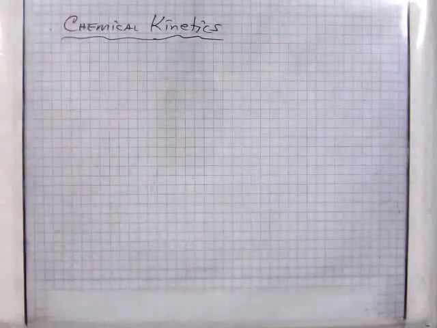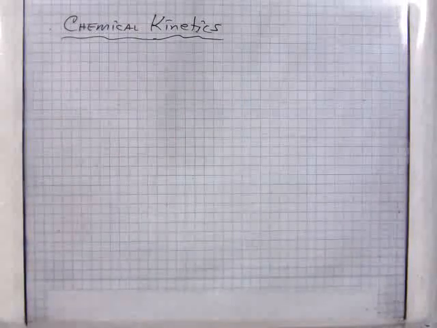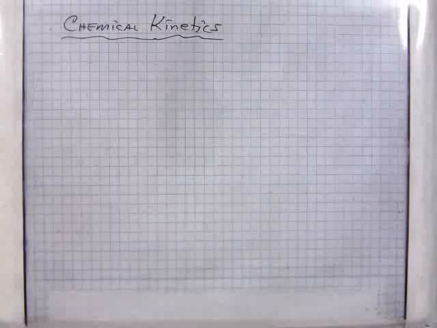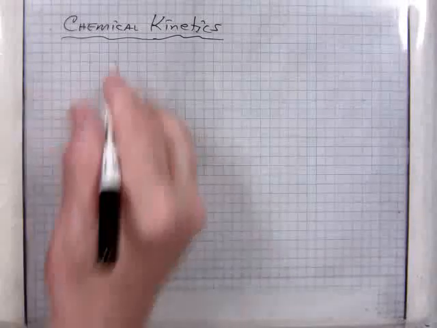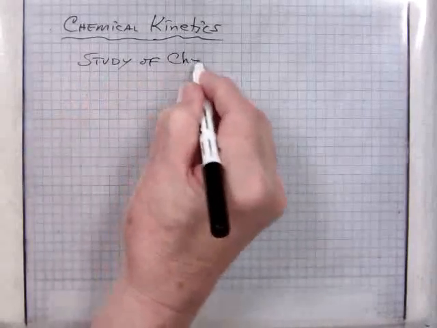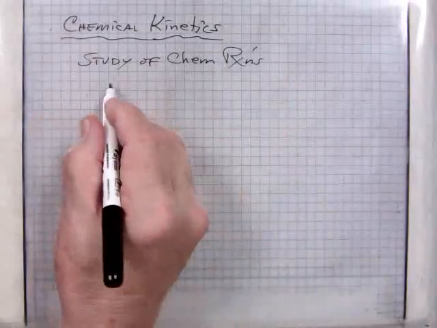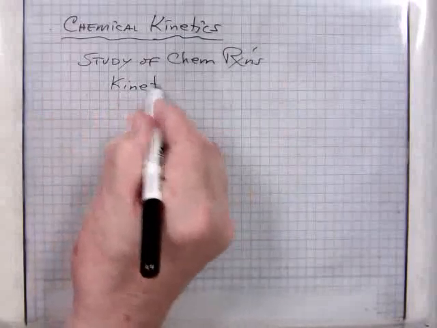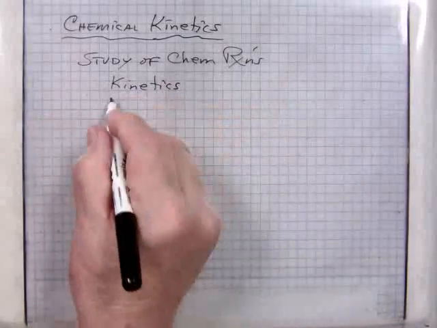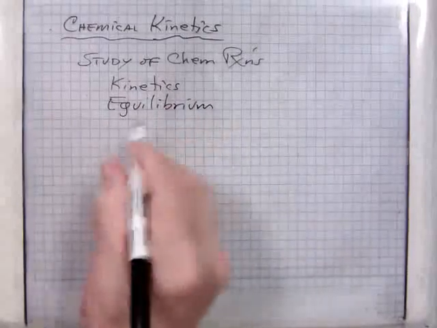When we talk about chemical kinetics, it's one of the three major concepts and theories that are applied to study chemical reactions. Now, I frequently tell students that my course in Chem 2 is a study of chemical reactions. And as I showed you yesterday, this includes the kinetics, equilibrium, and thermodynamics.